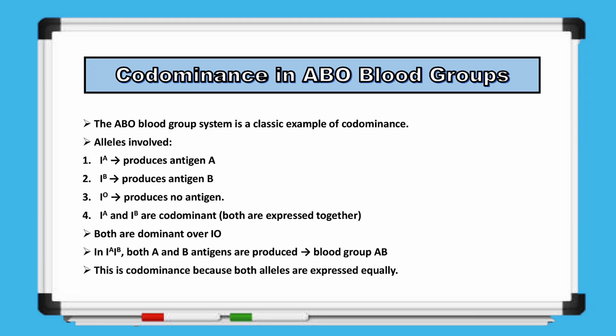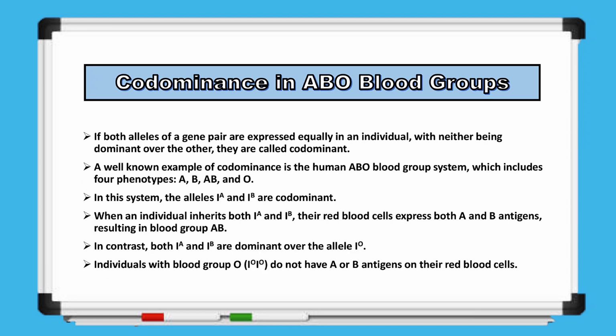In an individual with the genotype IA IB, both A and B antigens are produced on the red blood cells, resulting in blood group AB. This is called codominance because both alleles are expressed equally in the phenotype. If both alleles of a gene pair are expressed equally in an individual, with neither being dominant over the other, they are called codominant. A well-known example of codominance is the human ABO blood group system, which includes 4 phenotypes, A, B, AB, and O.